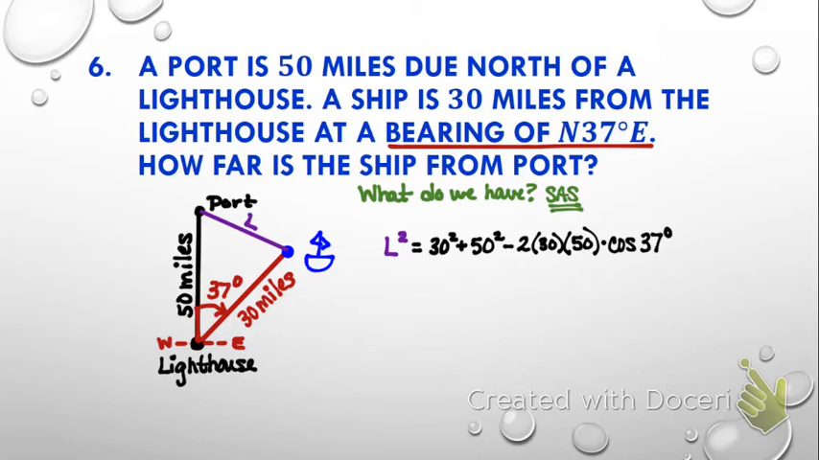All right. So L squared is equal to 900 plus 2500 minus 3000 cosine 37 degrees. You don't have to do that middle simplifying step. If you just want to type into your calculator 30 squared plus 50 squared minus 2 times 30 times 50 times cosine of 37, that would be fine.